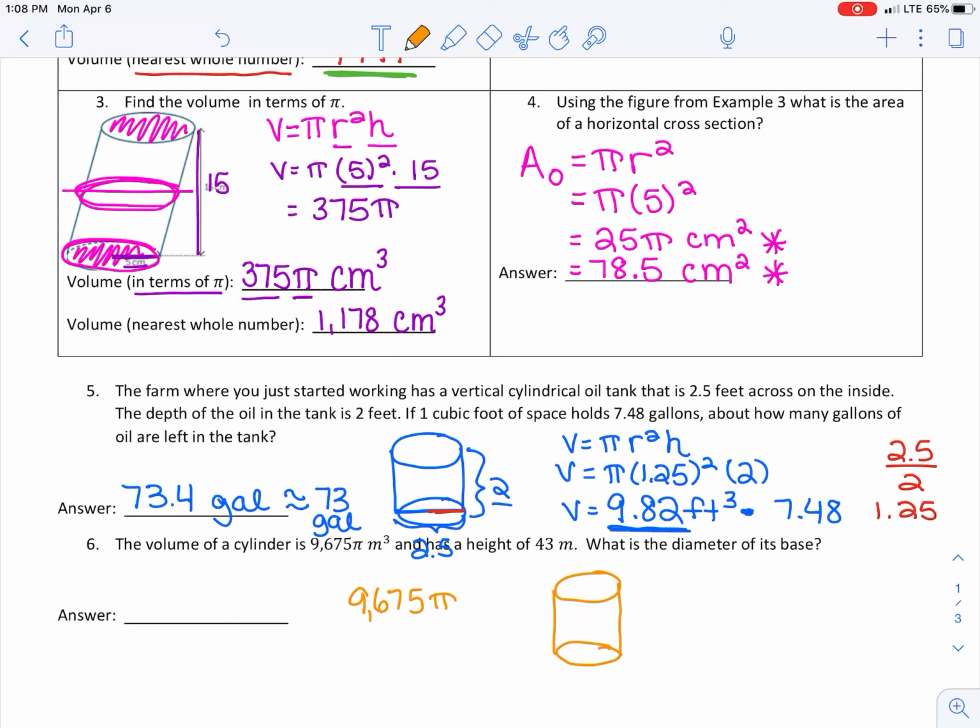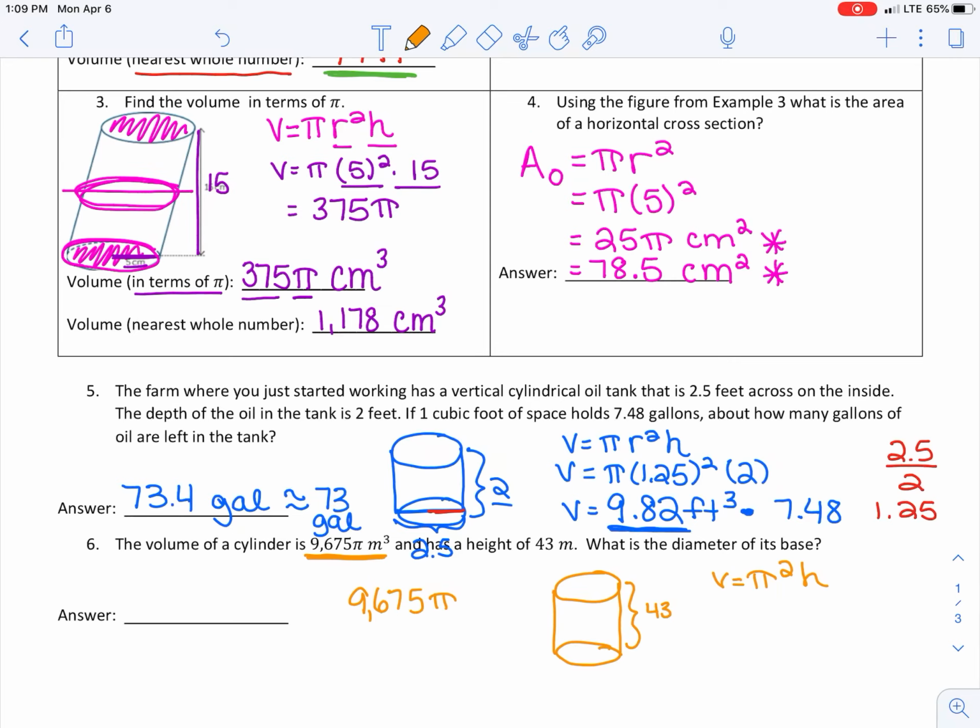Okay, and I'm going to go ahead and label what I know. It says the height is 43 meters. But it doesn't give us the radius or anything like that to find the diameter. So we're going to look back at this information it gives us at the beginning. It gives us that the volume is 9,675 pi meters cubed. So if we look at the formula for the volume of a cylinder, it looks like this.